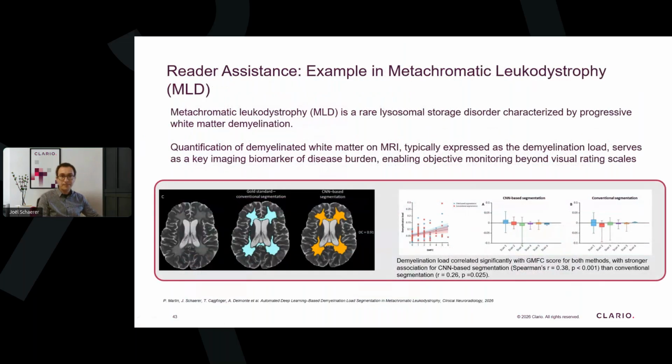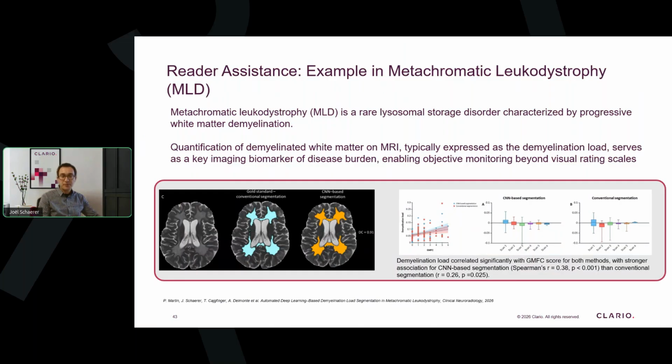Next slide, please. So a first example of read assistance that I'd like to show you is an example in metachromatic leukodystrophy, which is a rare disease characterized by progressive white matter demyelination. So as you can imagine in this disease, the quantification of demyelinated white matter on MRI is a key biomarker, but it is particularly difficult and labor-intensive to assess.